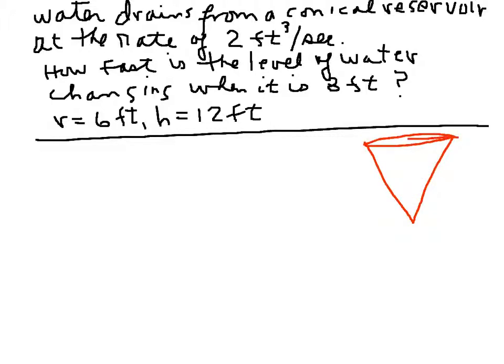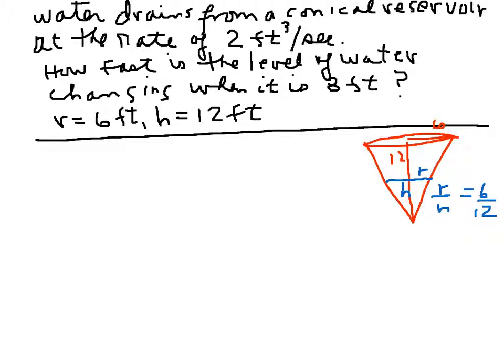So my radius is 6 and my height is 12. And at any particular time, the water level might be h and the radius is r. And what we recognize immediately is that r over h, because of similar triangles, is equal to 6 over 12. So similar triangles pop up a lot in related rate problems, and we want to try to grab that information as quickly as we can.